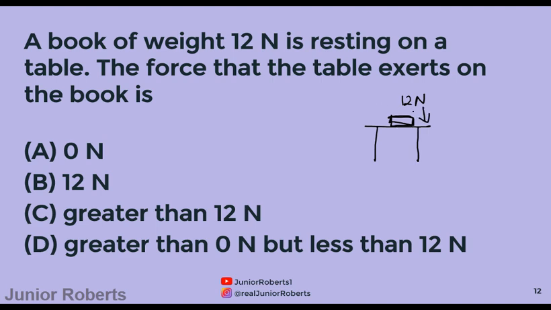Now, since the book is not accelerating, there is an equal and opposite force acting on the book, and that force is due to the table. Therefore, we will have an upward force like this of 12 Newton acting on the book. The table is what exerts this force, and it will be 12 Newtons. So the answer here will be B.